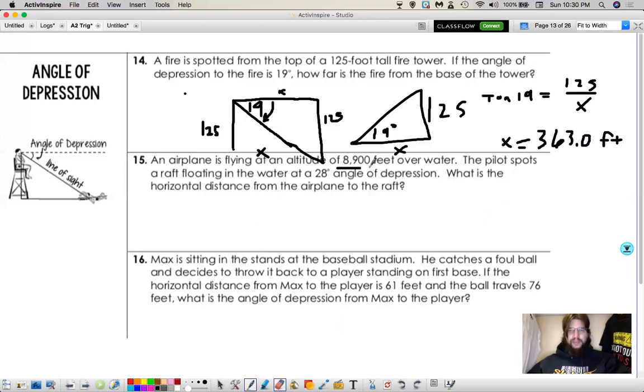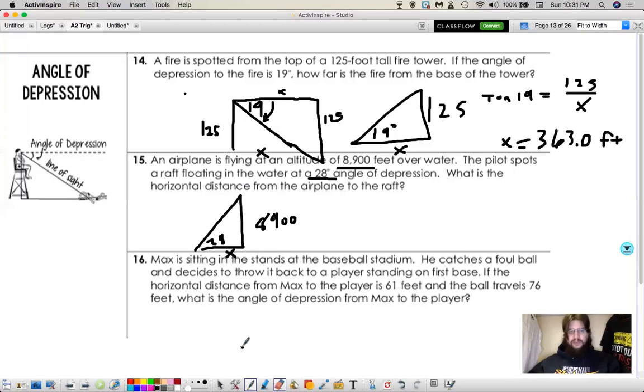An airplane at altitude is looking at a raft in the water at a 28-degree angle of depression. So who cares? Draw it like this if you want. That's 28, and that's 8,900 feet. The horizontal distance is x. These are all the same. I'm not even going to do this one. Just do it yourself.